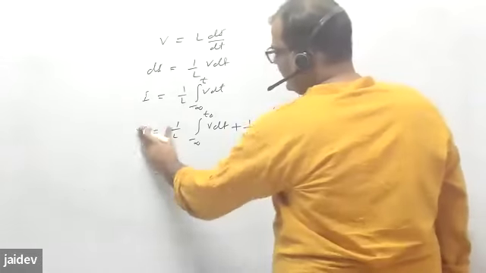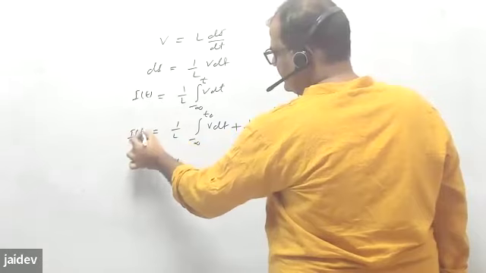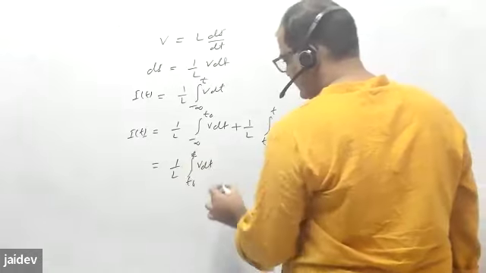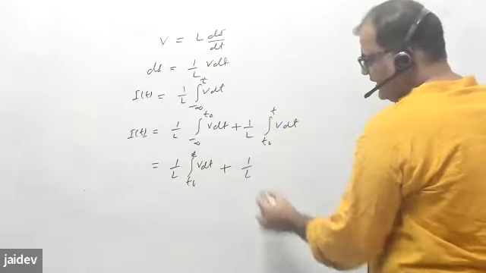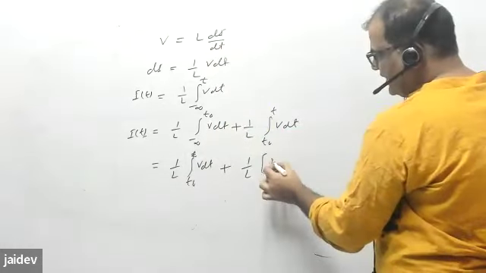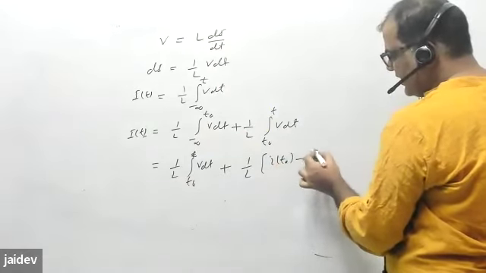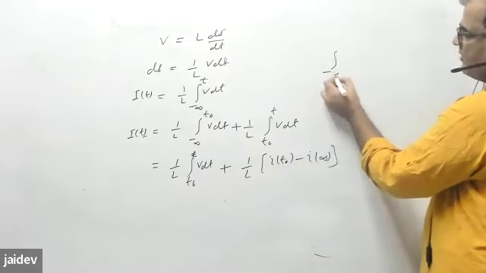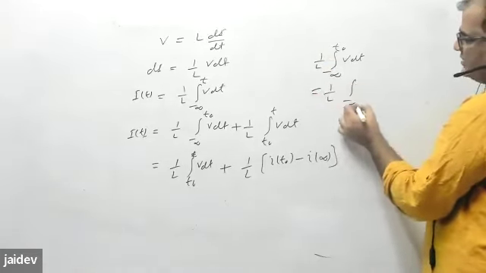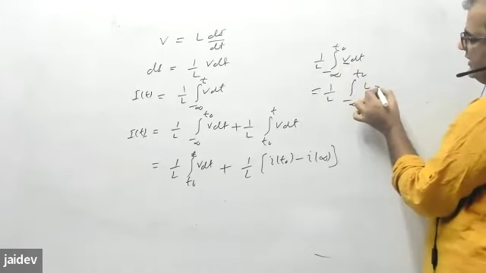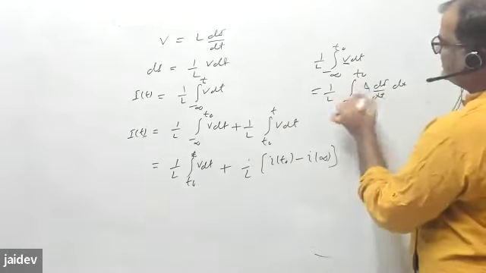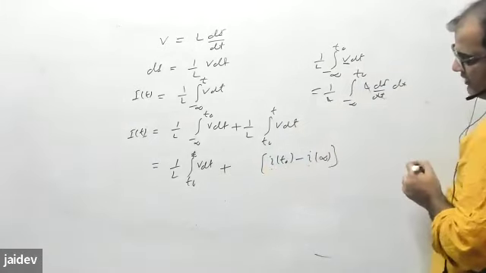Now I'm solving this one. I write IL, this is I at time t. So this becomes 1 upon L, integral t zero to t of V dt. And for the other term, I can again write V as L di by dt, so dt and dt cancel, and L will also cancel. So this becomes I naught minus I at minus infinity.